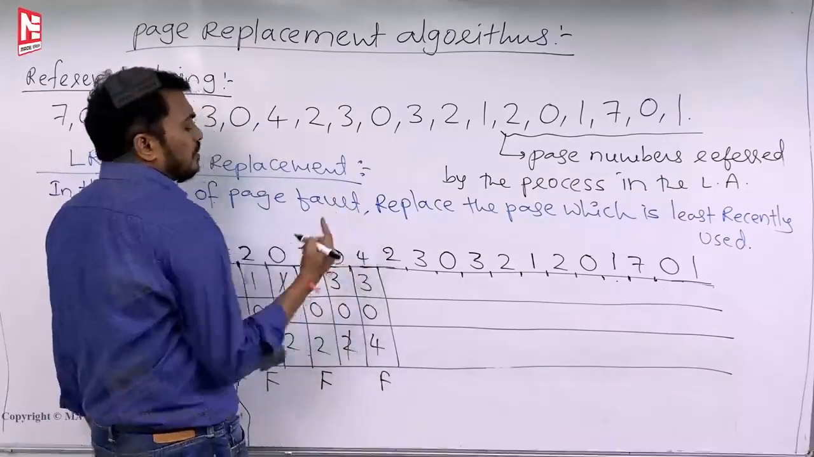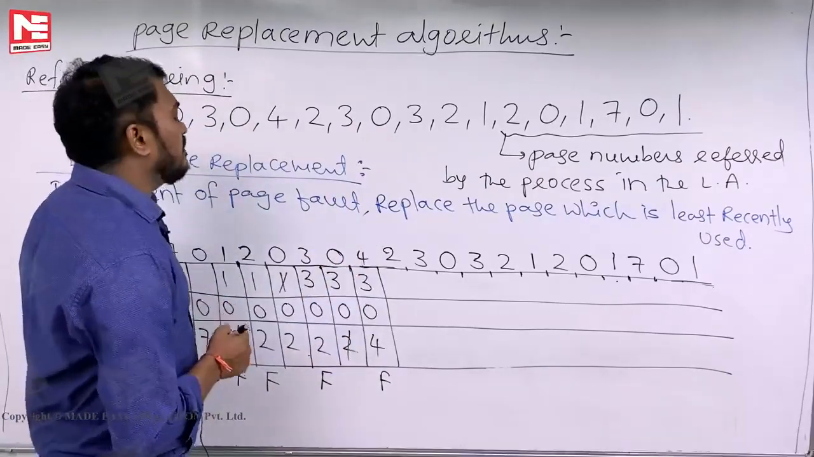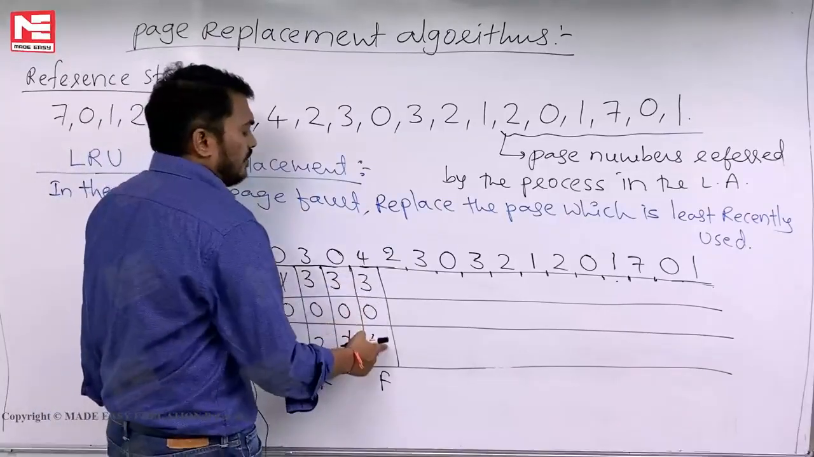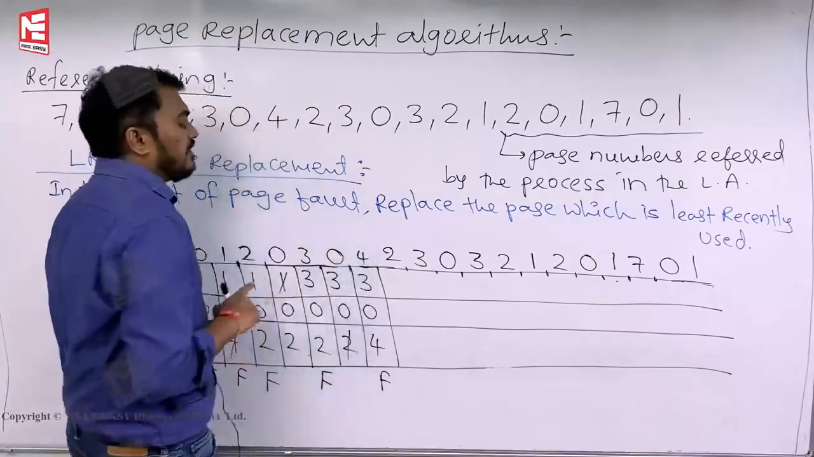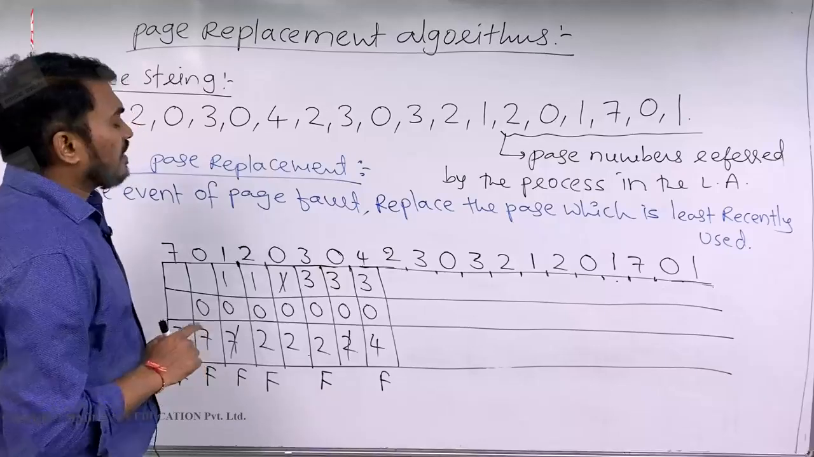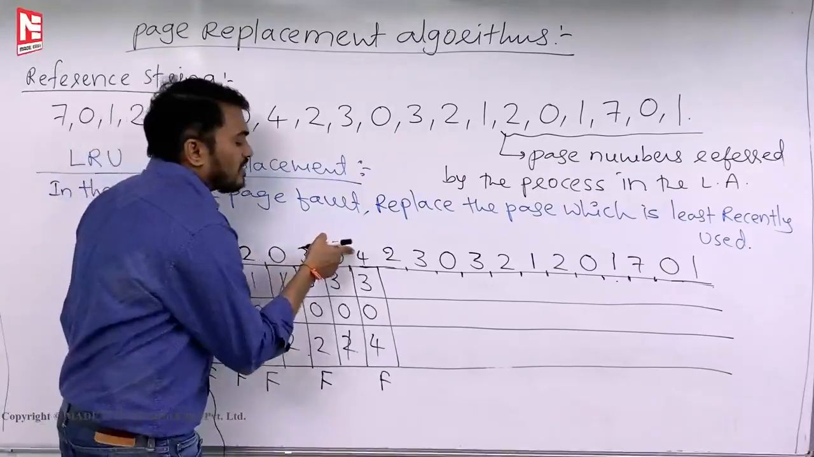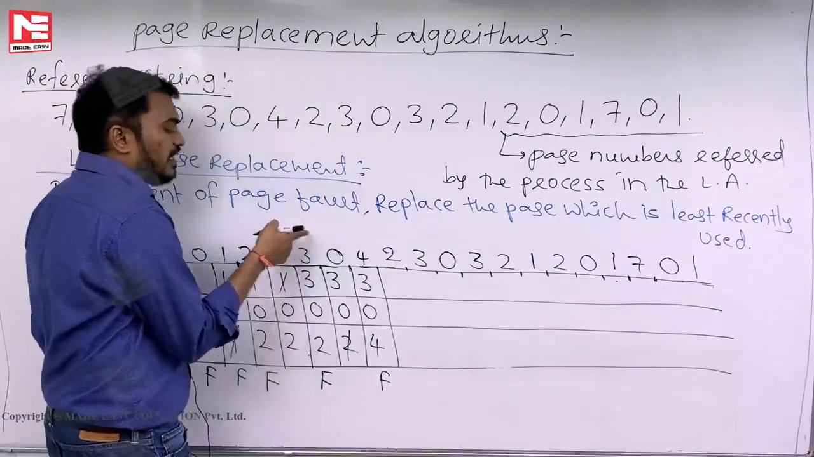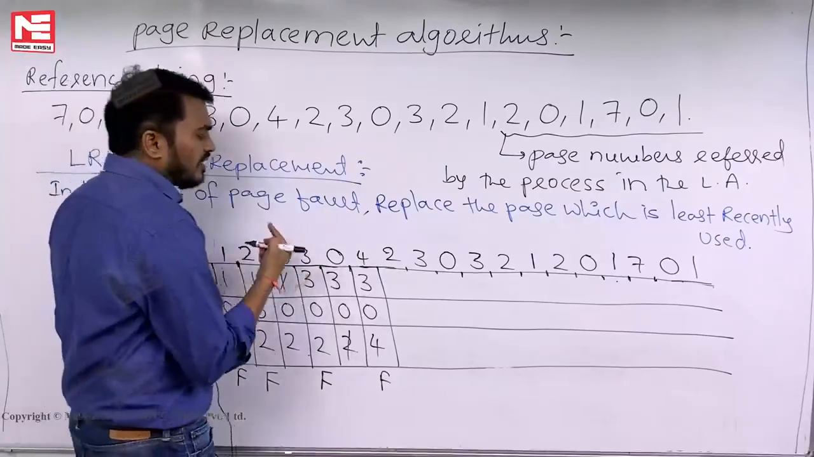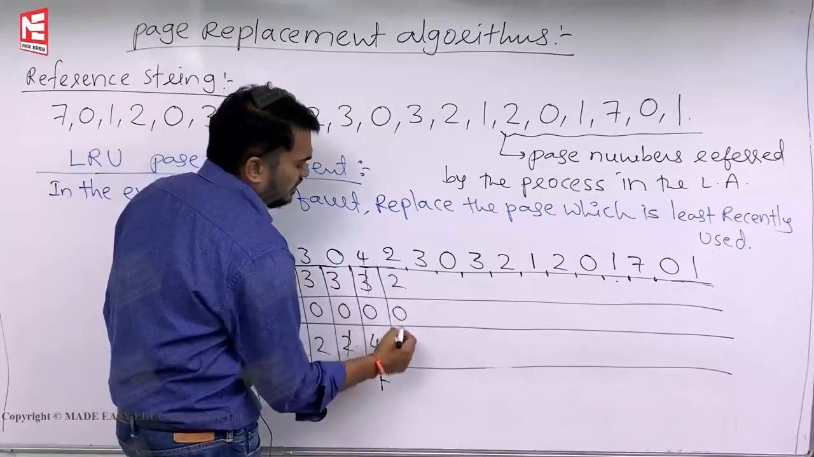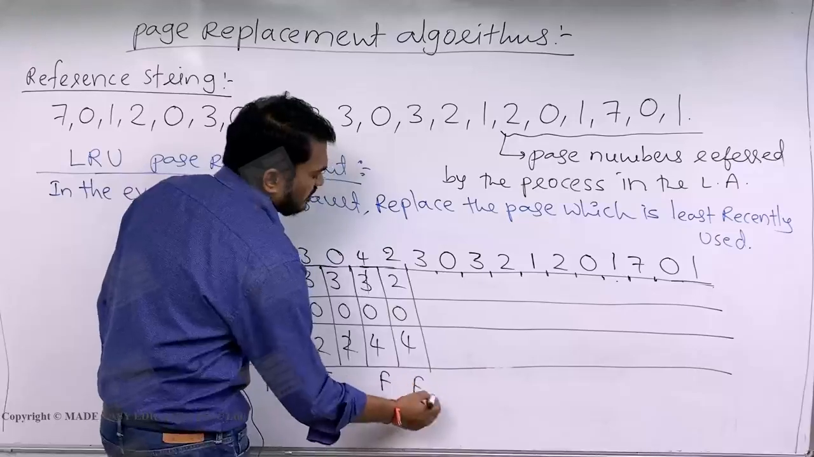And next is what here? 2. 2 is not available. Now tell me which one to replace? In 3 0 4, 2 is not available. So which one to replace now? Think and tell me. 4 is the most recently used, 0 is the little most recently used, and 3 is the least recently used. That's all. So replace 3 with the 2 and copy the remaining as it is, and that is the page fault.